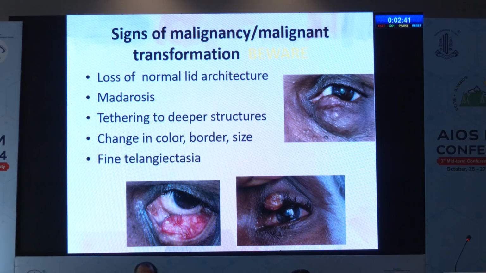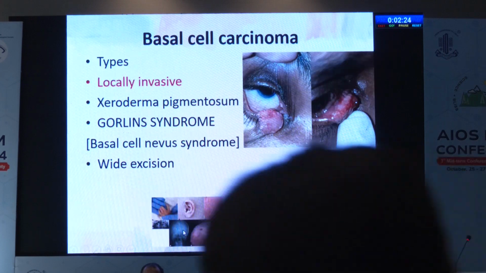When you have the normal lid architecture altered, think of malignancy. Then if there's a loss of lashes or tethering to deeper structures, and then the ABCDE, where there's a change in the color, the border, or the size of the swelling, and then the fine telangiectasia, please keep in mind, we are probably dealing with malignancy.